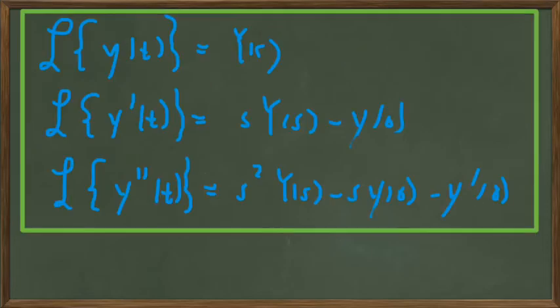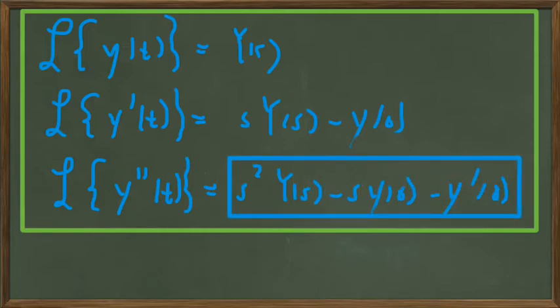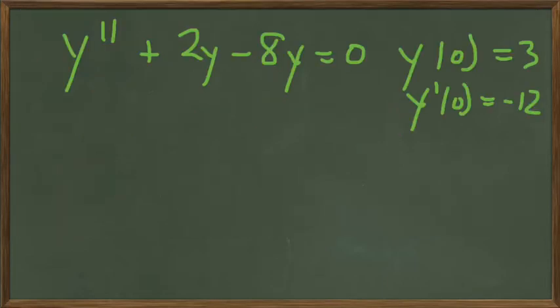So in taking the Laplace transform of y double prime, we're going to get s squared Y(s) minus s y(0) minus y prime(0). So s squared Y(s) minus s times y(0), which is 3, minus y prime of 0, which is minus 12.